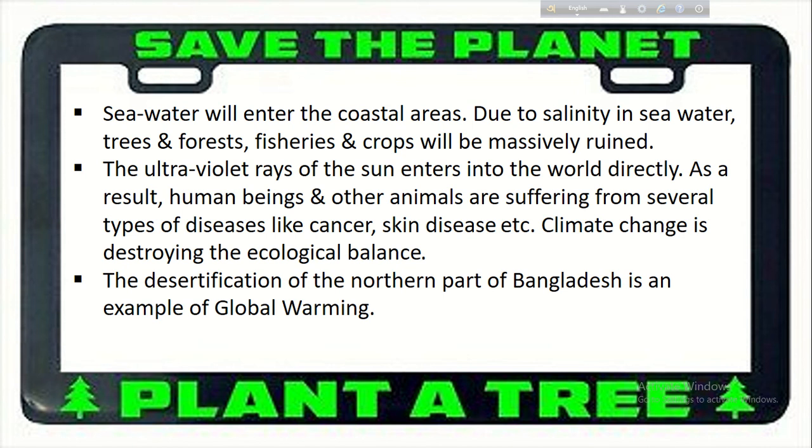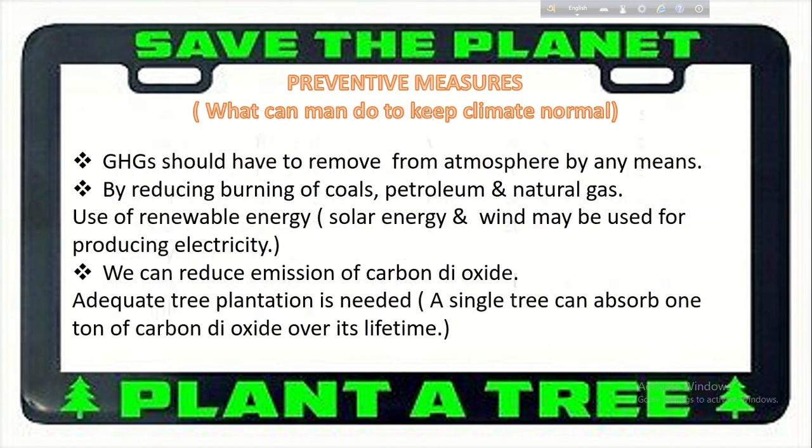The desertification of the northern part of our Bangladesh is an example of global warming. Global warming will result in flood, drought and salinity. As a consequence, there will be a shortage of food for livestock and different types of diseases will spread. Considering all these negative aspects, we need to take cautious steps to face the problems of climate change.